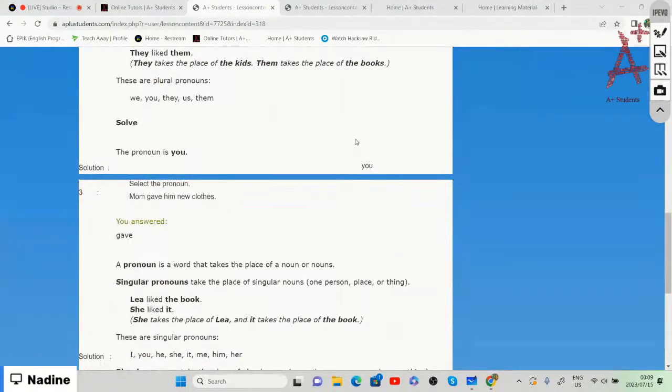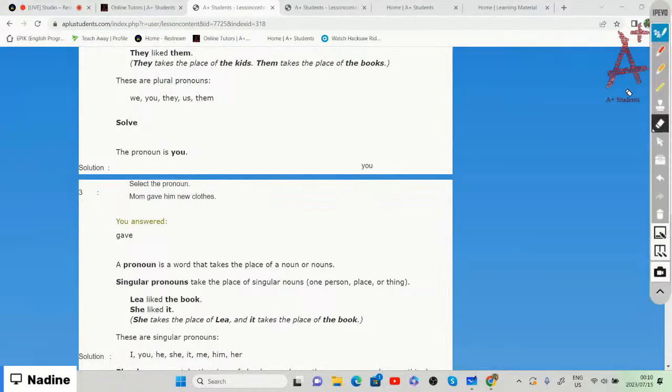Mom gave him new clothes. We need to choose the pronoun within that sentence. All right, so we can then say him, right? So him is a pronoun, which refers to a singular pronoun. So him is the pronoun that we identified within that sentence.